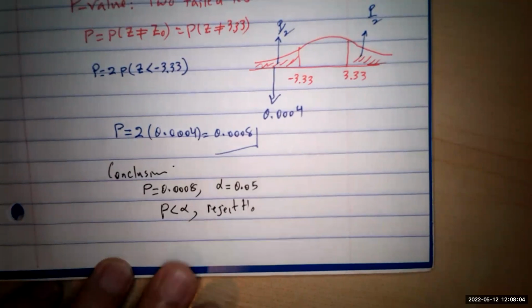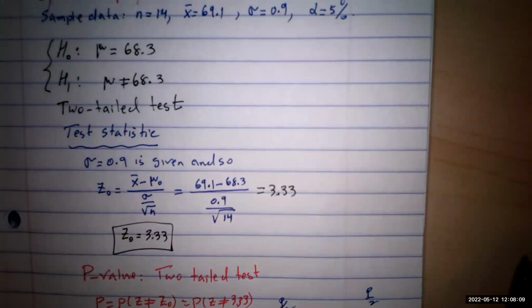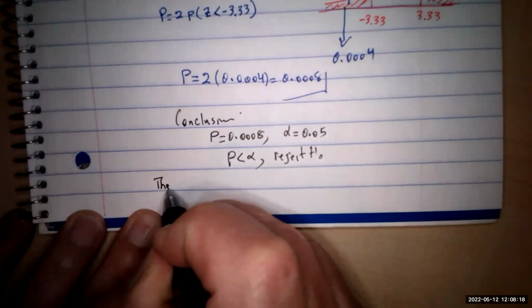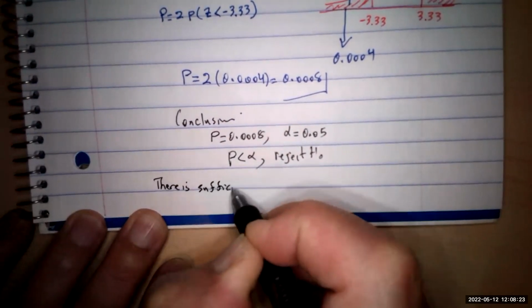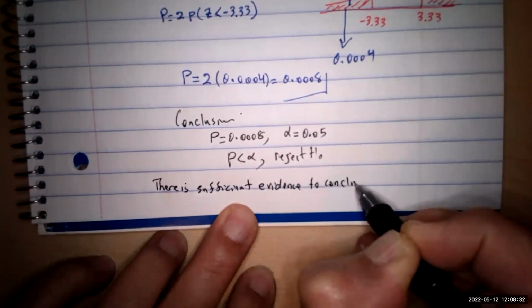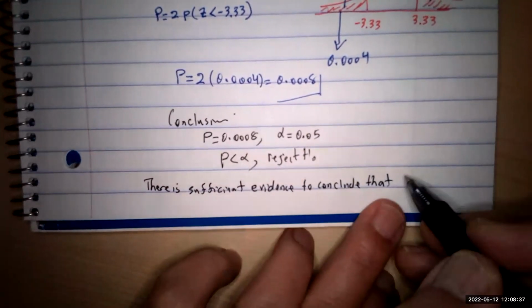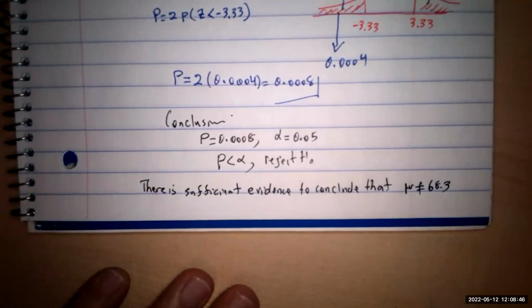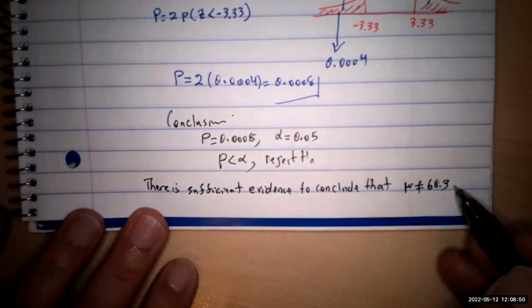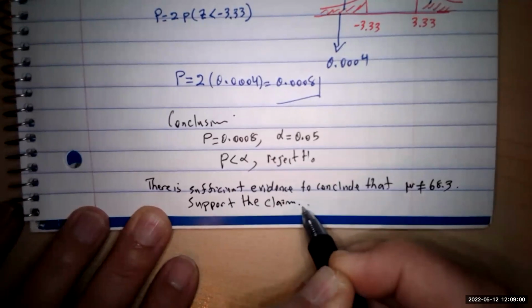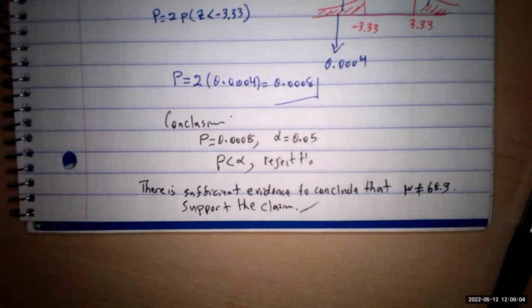So you write something. H1 is the fact that mu is not equal to 68.3, which is exactly the claim. So you have to make something positive for the H1. There is sufficient evidence to conclude that mu is not equal to 68.3, because that's the H1. And this means you support the claim, because that's exactly the claim. So the answer to the question is yes. We support the fact that it is not equal. So this is the case for the Z. Any question?